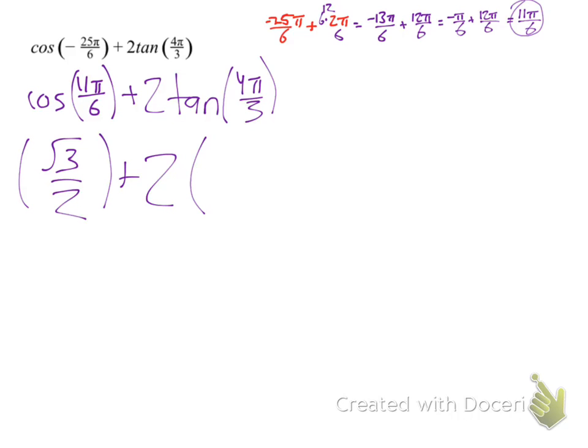Plus 2 times the tangent at 4 pi over 3. Mr. Contract, I do not have a tangent on my unit circle. It is sine over cosine. So therefore, I'm going to change this to sine of 4 pi over 3 over the cosine of 4 pi over 3. This becomes square root of 3 over 2. I don't need the parentheses.